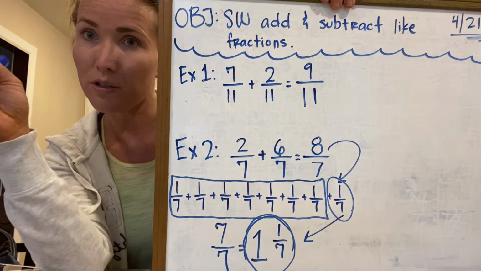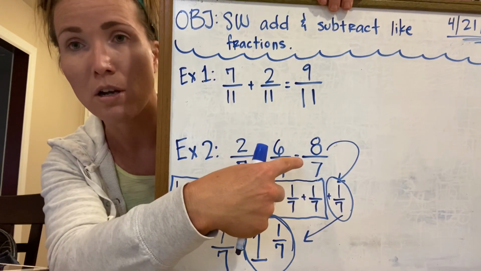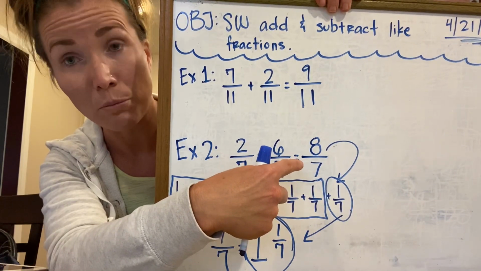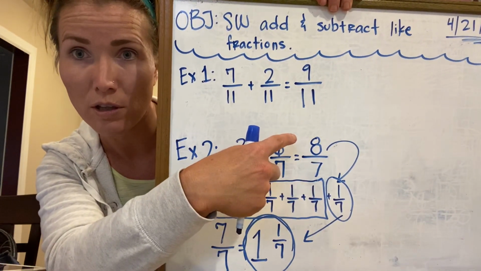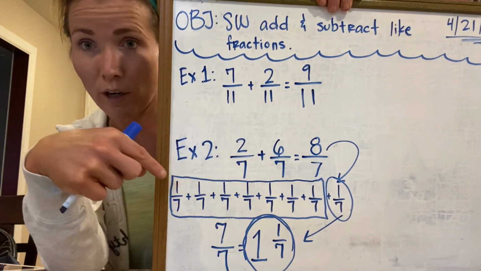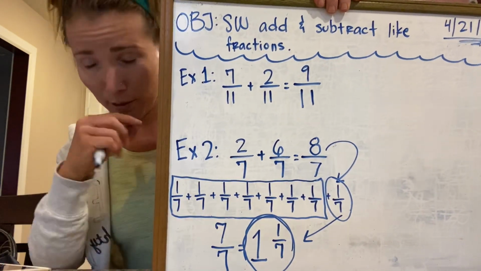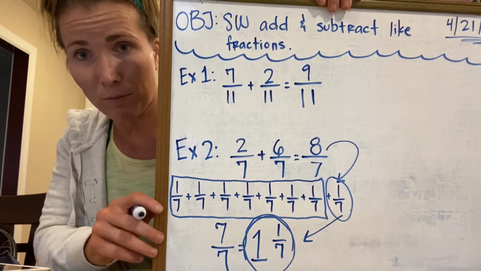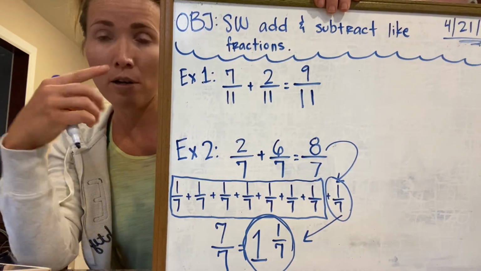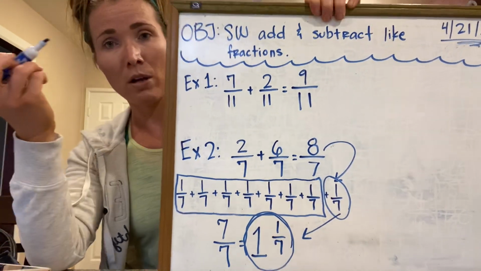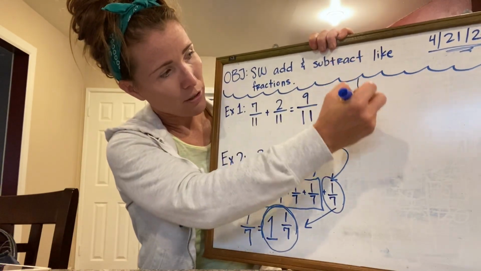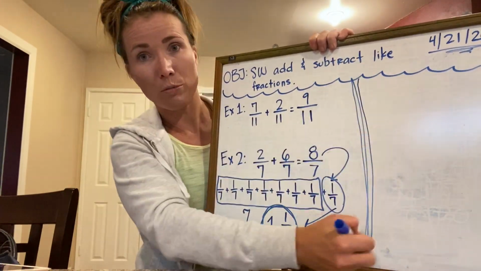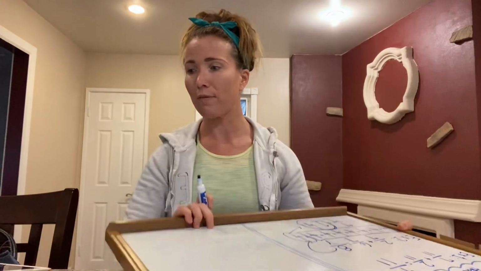If you want to challenge yourself and you notice that your answer comes out to an improper fraction, meaning the numerator is larger than the denominator, you could try to write it as a mixed fraction. Mixed fraction means 1 whole part and then a fraction part, okay? So now that we have done the addition part, we're gonna move on to subtraction.